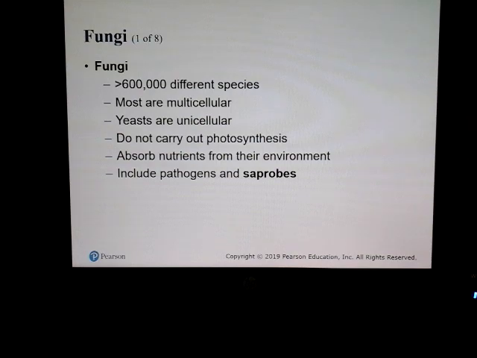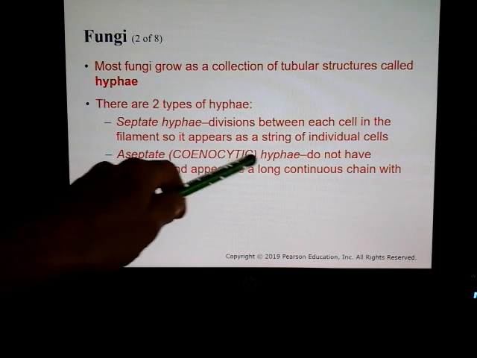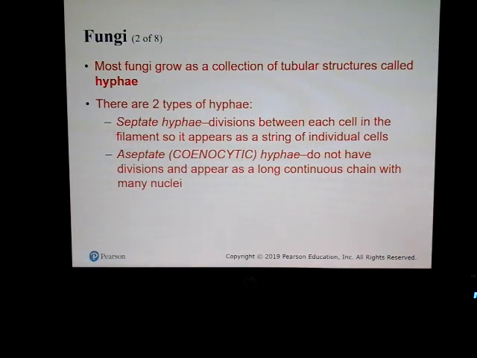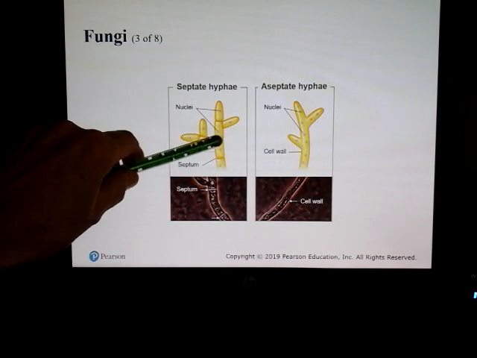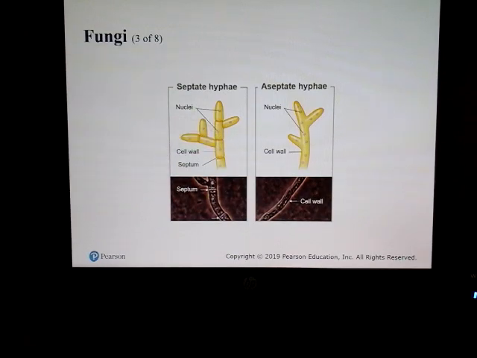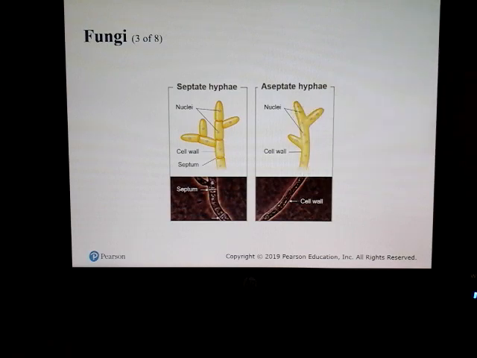Fungi, there's about 600,000 different species. Most are multicellular. Yeast, however, happen to be unicellular. Now, most fungi grow as a collection of structures that we call hyphae. So hyphae are filaments. Please know there's 2 types of hyphae. Septate, they have divisions between the cells. And we have aseptate, or coenocytic hyphae. They don't have those divisions between the cells. So again, here's septate. You can see the walls in between, and aseptate or coenocytic, these are just a continuum without the walls in between.